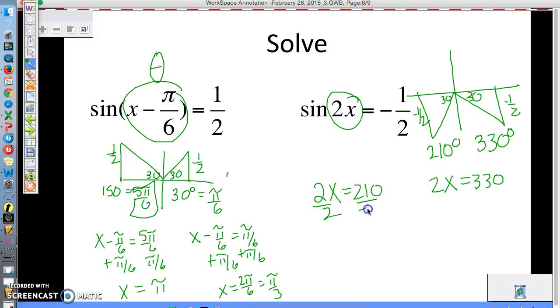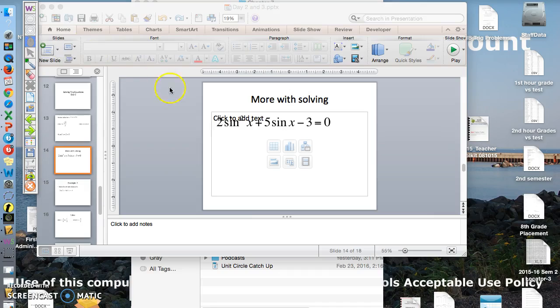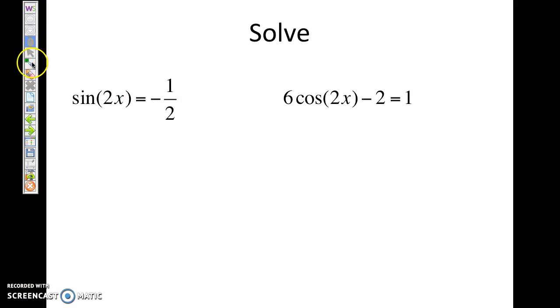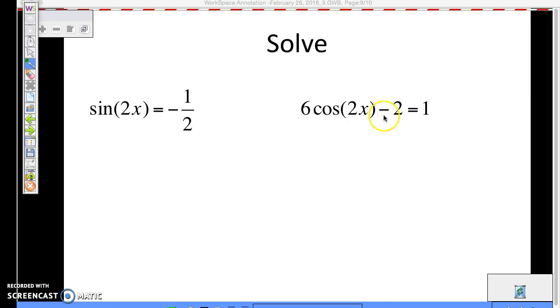Divide by 2. So x equals 105 degrees. Divide by 2. So x equals 165 degrees. So again, it's that same first step, and then we just set it equal to what we have there. Wait, we just did that one. All right, so that's a repeat, so let's try this one.